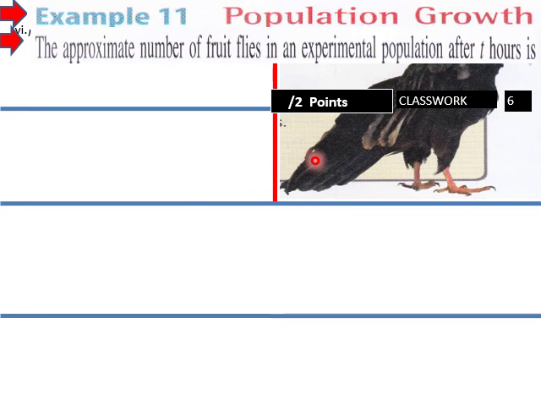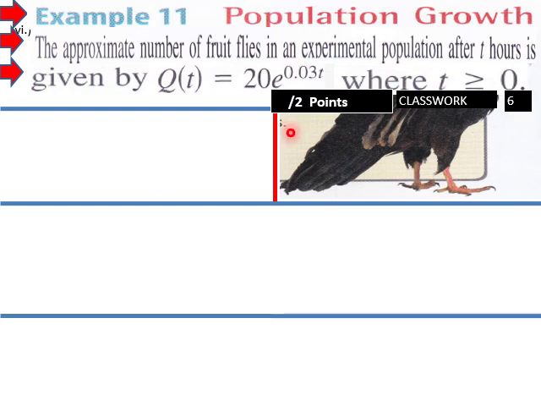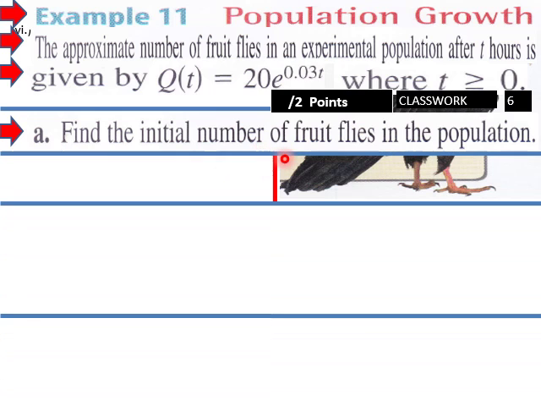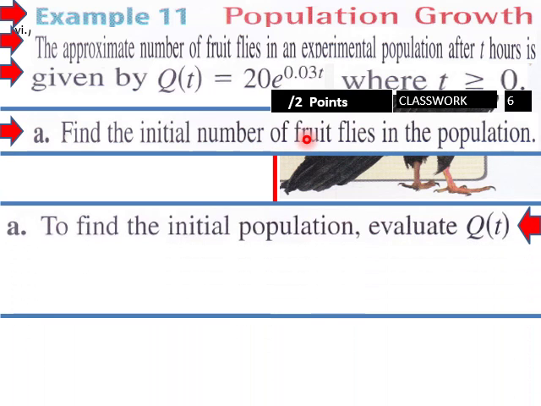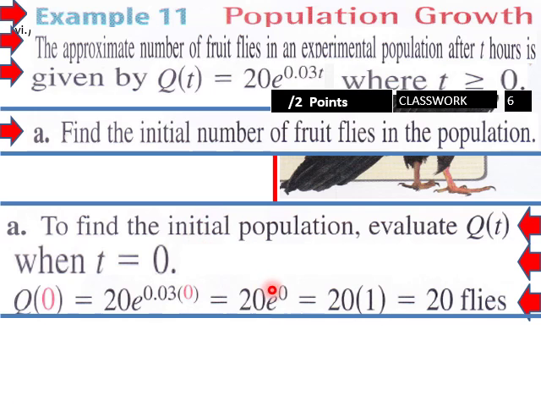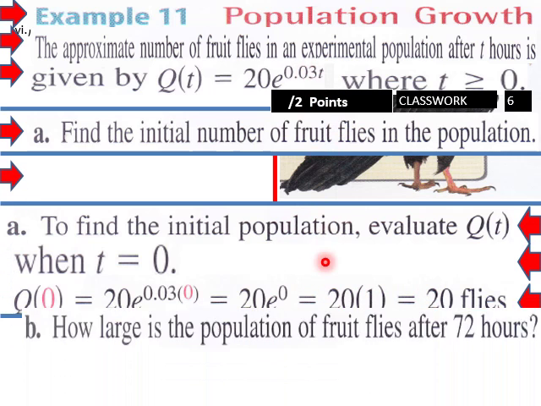Example 11, population growth. Fruit flies, Q of T equals 20e to the 0.03 T, where T is greater than or equal to 0. Find the initial number of fruit flies in the population. For A, to find the initial population, evaluate Q of T when T equals 0. We plug in 0 for T. We have 20 flies at time 0.